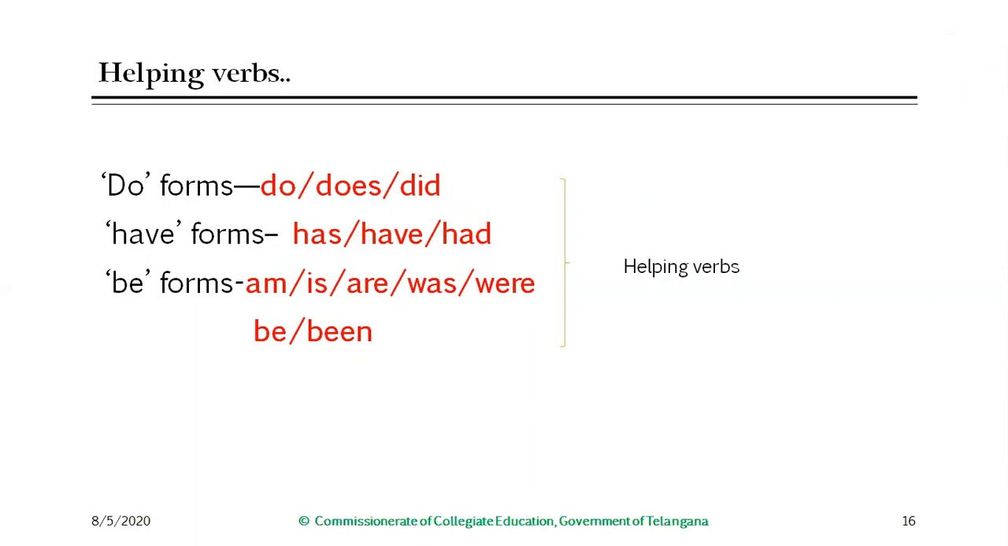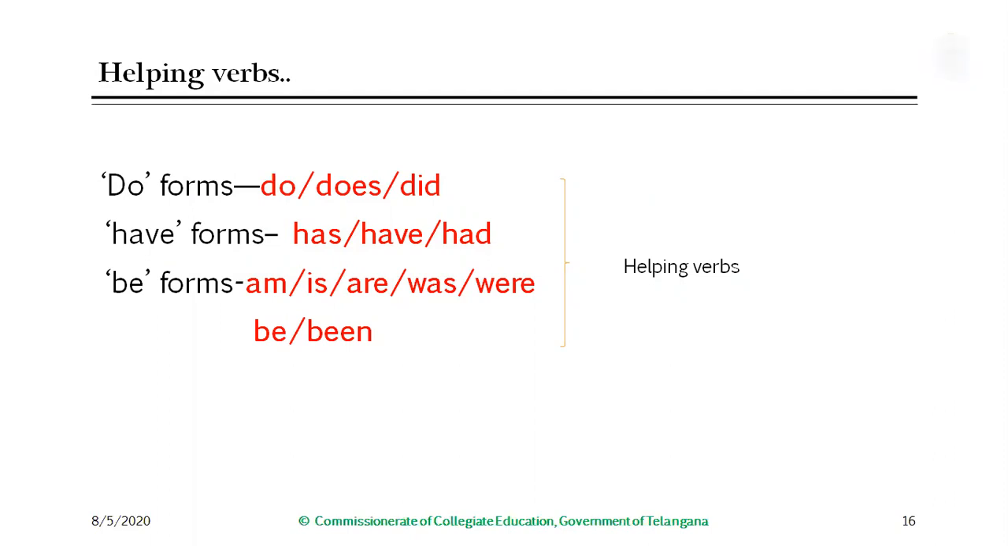And have forms: have, has, had. These are have forms. And do forms, have forms, and be forms act as both main verbs and helping verbs according to the situation.